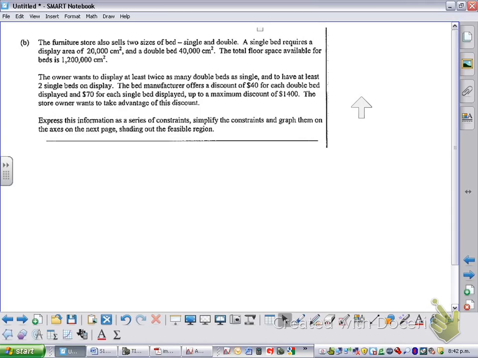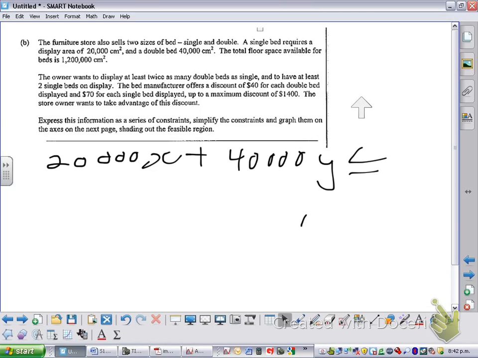Now, a single bed requires a display area of 20,000X plus 40,000Y, and the total floor space available for beds is 1,200,000 square centimeters. So it can't exceed that. So it's got to be less than or equal to that crazy number, 1,200,000.